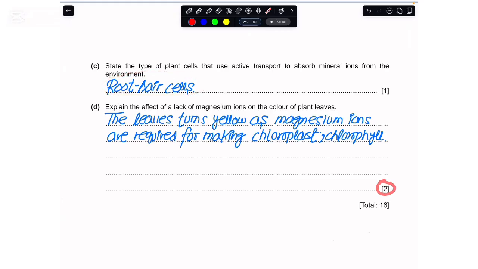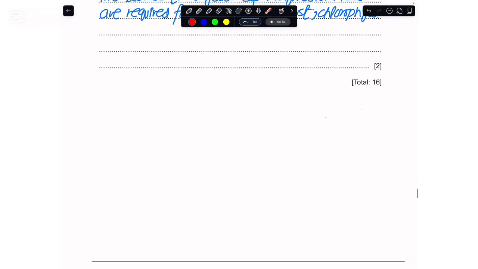And for the 2 marks, they ask us to explain the effect of a lack of magnesium ions on the color of the plant leaves. Now, what we need to understand here is that magnesium ions are important for making the chlorophyll within the leaves, and that chlorophyll pigment is green and makes the leaves look green. So if there is a deficiency or lack of magnesium, the leaves would turn yellow. And why are they turning yellow? Because there was a lack of magnesium ions, and these plants were not able to make the chlorophyll. So that is why the plant leaves appear yellow.